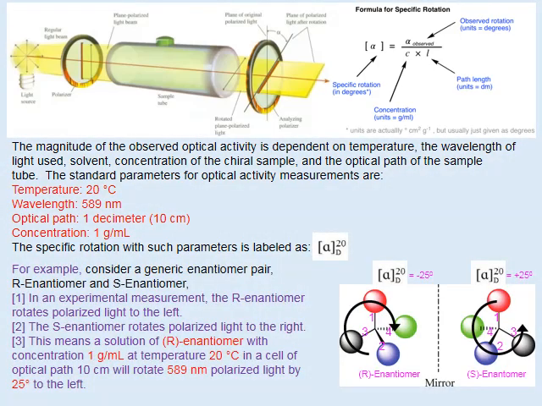For example, consider a generic enantiomer pair, R enantiomer and S enantiomer. In an experimental measurement, the R enantiomer rotates polarized light to the left, and the S enantiomer rotates polarized light to the right. This means a solution of R enantiomer, with concentration 1 gram per milliliter, at temperature 20 degrees Celsius, in a cell of optical path 10 centimeters, will rotate 589 nanometer polarized light by 25 degrees to the left.